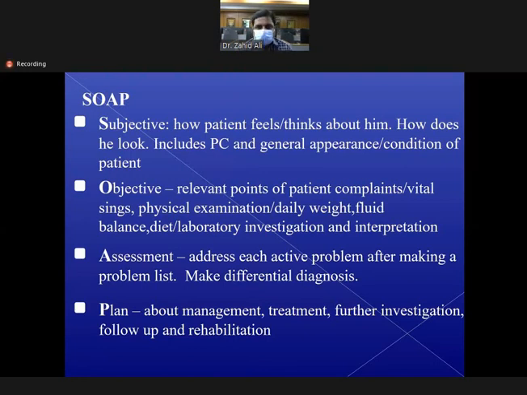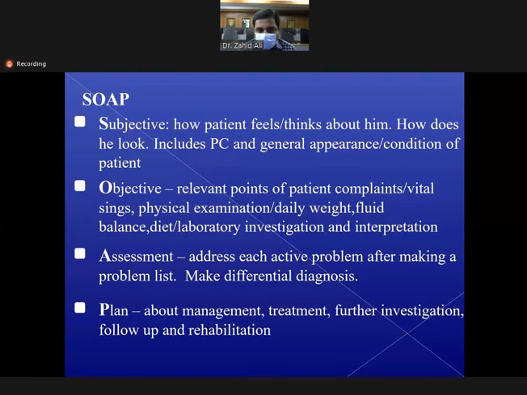And here, this is a conclusion basically while you are taking the follow-up from the patient. For example, if you're coming in the ward, you have to take the follow-up of the patient. It comes in the formula of SOAP: subjective, objective, A for assessment, and P for plan. Subjective means how a patient feels or thinks about himself, how he looks, and includes presenting complaints, general appearance, and condition of the patient.